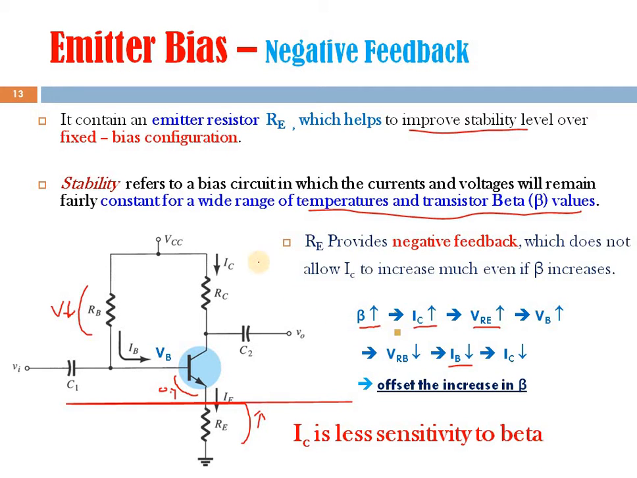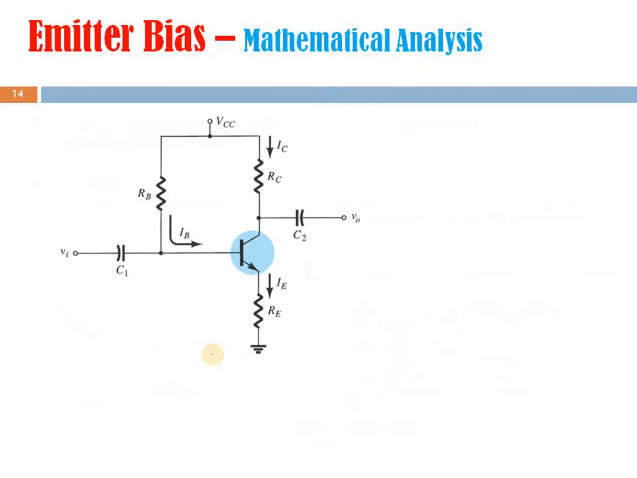So all this discussion was a qualitative discussion of how the addition of this resistance is helping us to reduce the increase in the IC. So mathematically also we have to see it. So now we will go for its mathematical analysis.